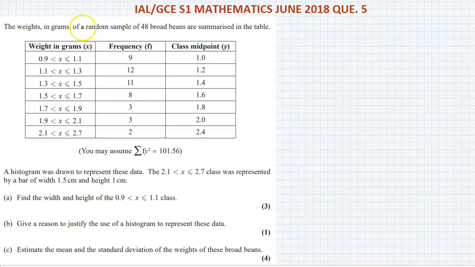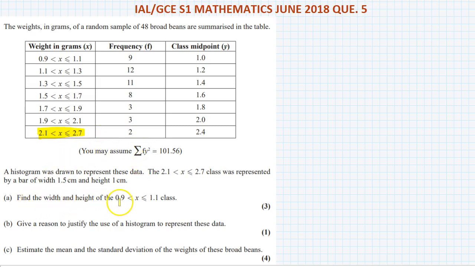The weights in grams of a random sample of 48 broad beans are summarized in the table. This is a class interval, the frequency and the midpoint is given. A histogram was drawn to represent these data. The 2.1 up to 2.7 class was represented by a bar of width 1.5 cm and height 1 cm. That is this one.